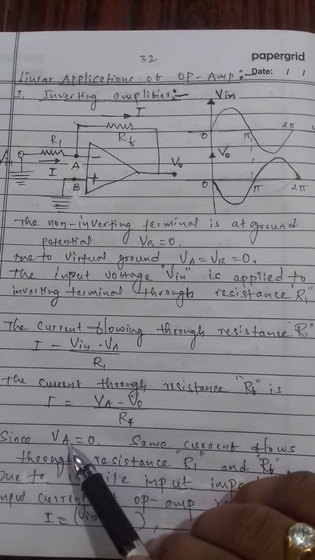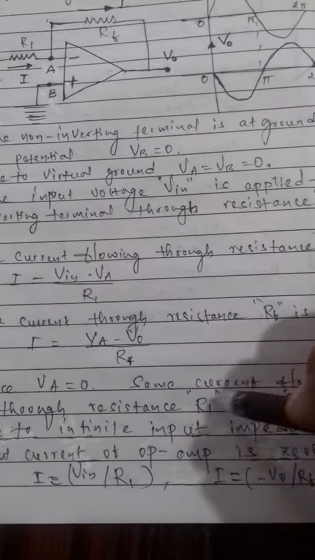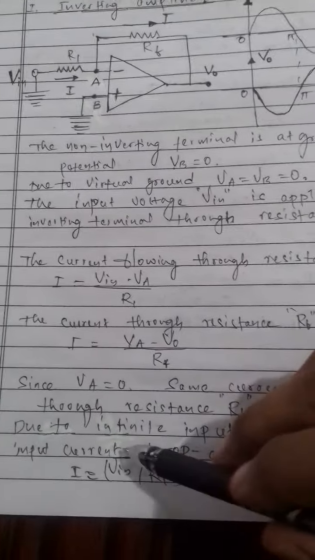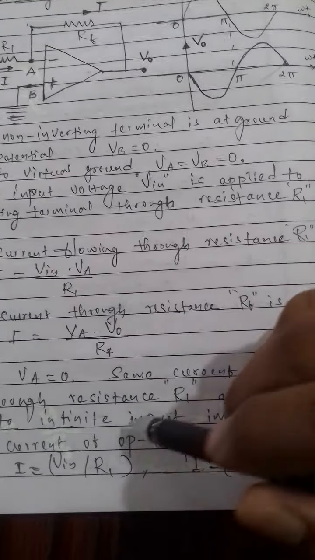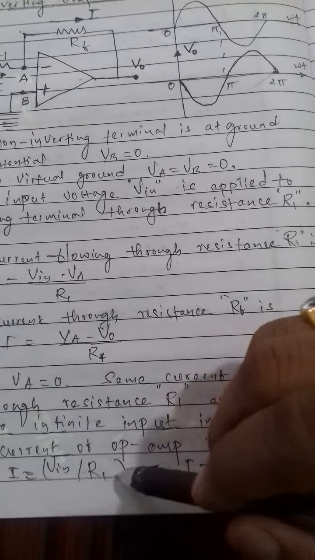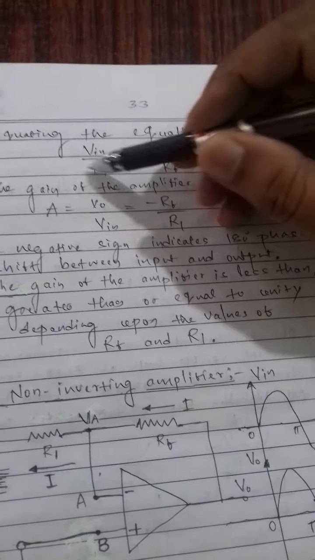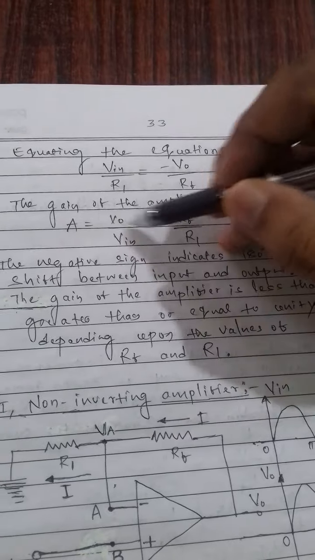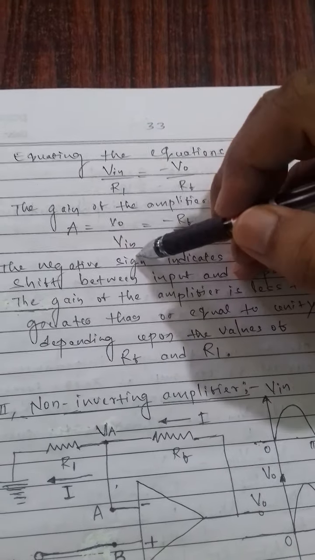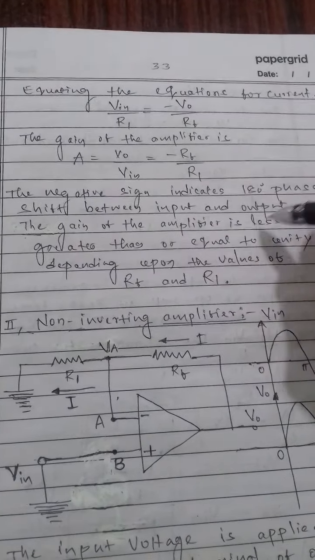Since VA is equal to 0, the same current flows through the resistance R1 and RF, and due to infinite input impedance the input current of the op-amp is 0. So I is equal to Vin upon R1, I is equal to minus Vo upon RF. Equating the equations for the currents, Vin upon R1 is equal to minus Vo upon RF. The gain of the amplifier is minus RF upon R1. The negative sign indicates the 180 degree phase shift between the input and output.